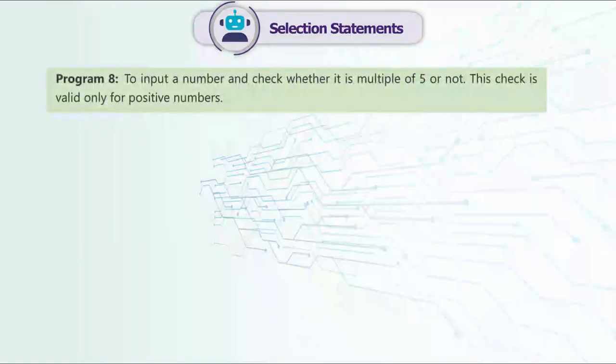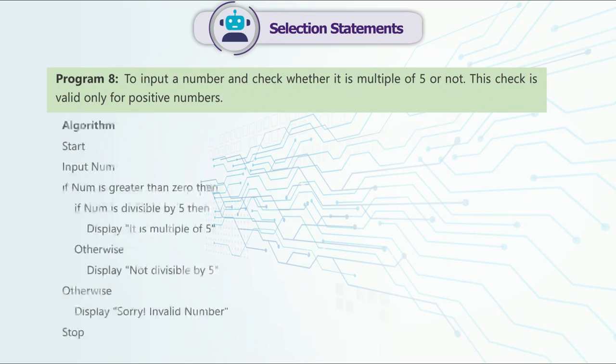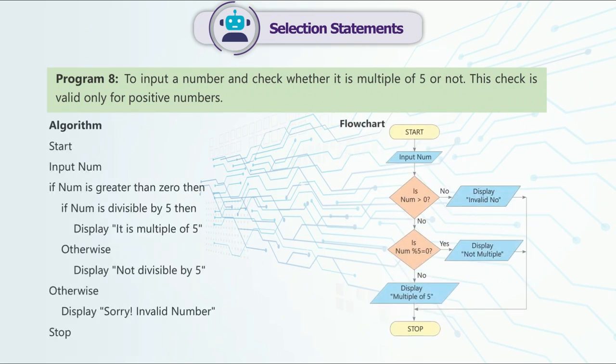Program 8. To input a number and check whether it is multiple of 5 or not. This check is valid only for positive numbers. Algorithm. Start. Input number. If number is greater than 0, then if number is divisible by 5, then display it is multiple of 5. Otherwise, display not divisible by 5. Otherwise, display sorry, invalid number.